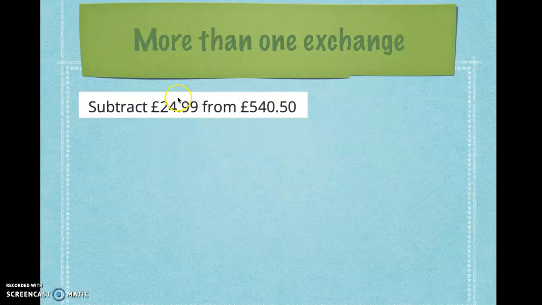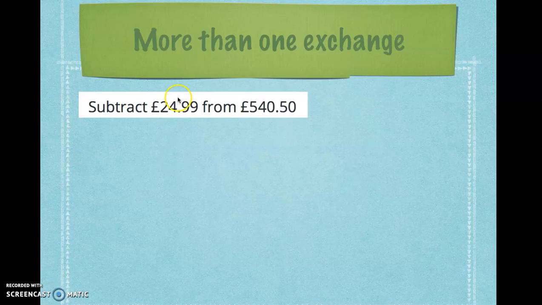We're just going to look at a question where we would probably have to exchange more than once, and in this case, we have to use a different strategy. So subtract £24.99 from £540.50. Here, you shouldn't be using a written subtraction. Even though you could, you should be doing this mentally.